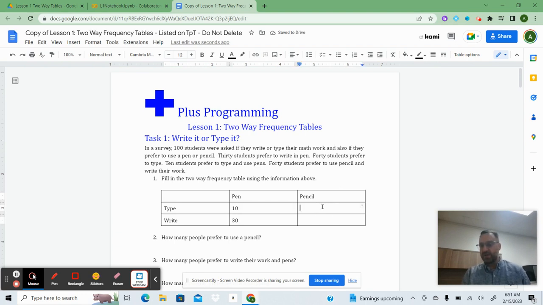So if I did type and use pencil, well, there were 40 people that prefer to type. So I have to do 40 minus 10, and that's going to give me 30 here. And then if I'm trying to figure out write in pencil, there's a total of 100 here. So 30 plus 30 is 60, plus another 10 is 70. That means there are 30 people here.